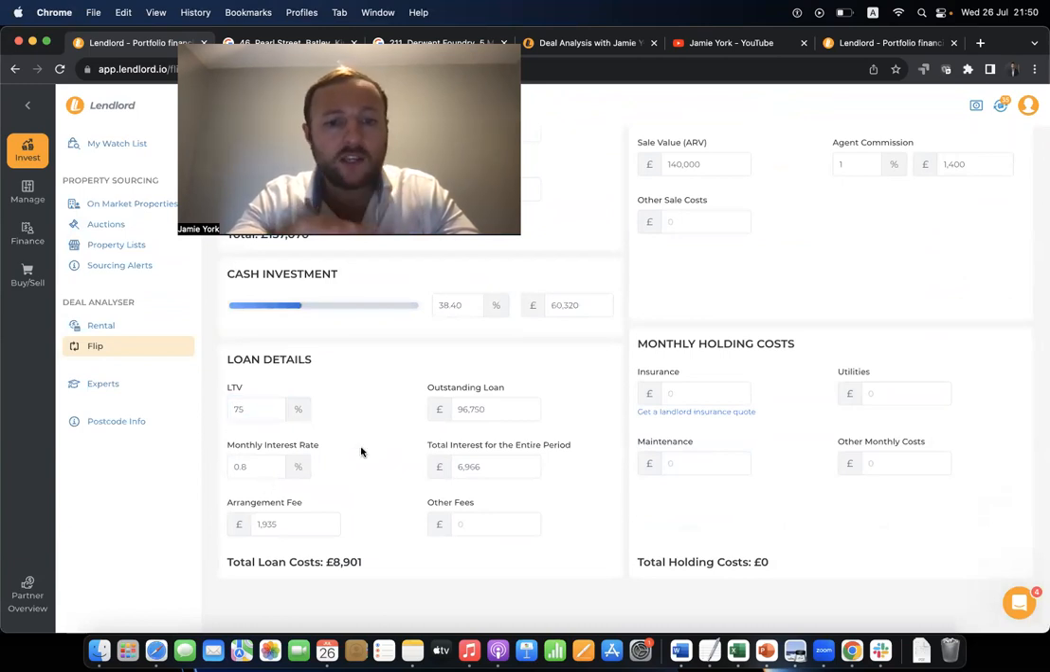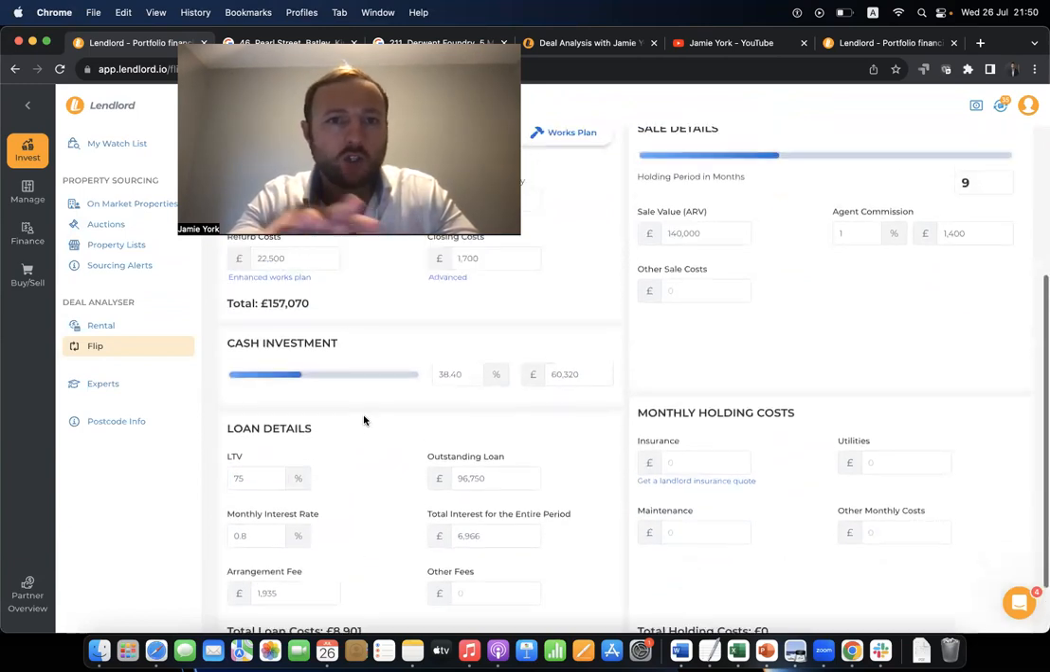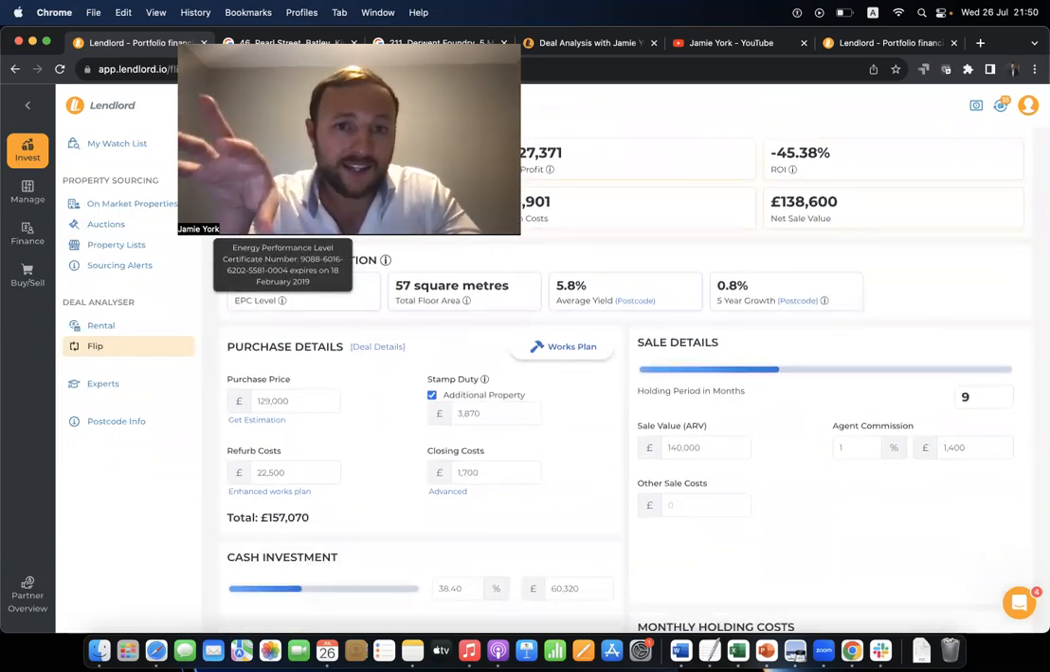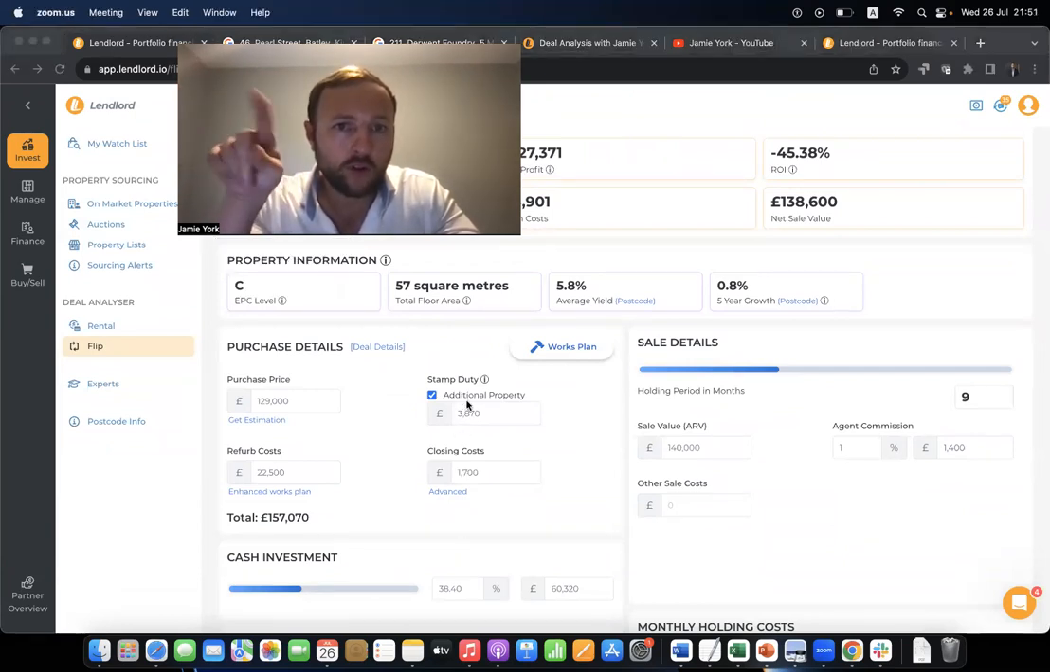No, Keishan, not Section 24. Section 24 is to do with taxes on buy-to-lets that's in your personal name. This is called Section 42, 42.